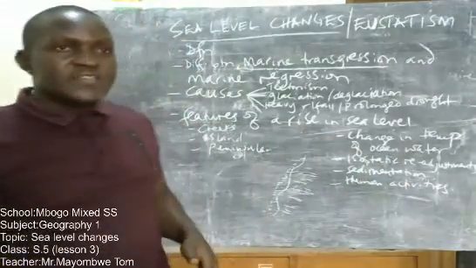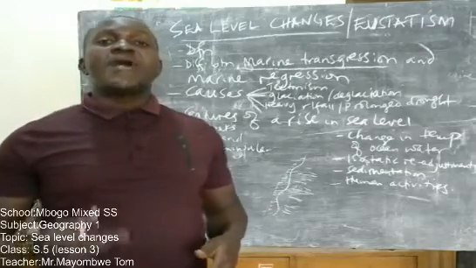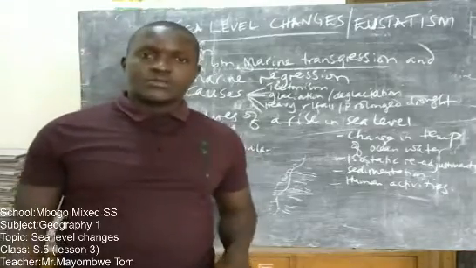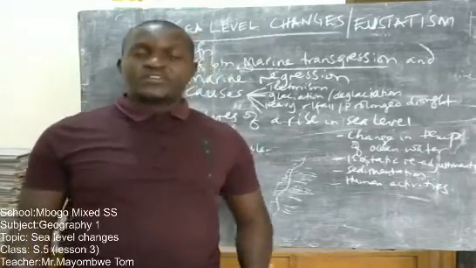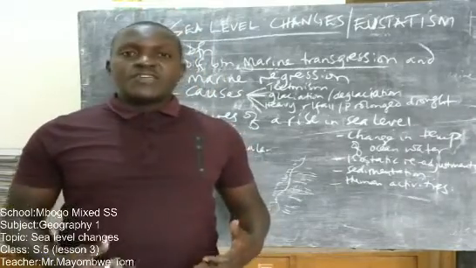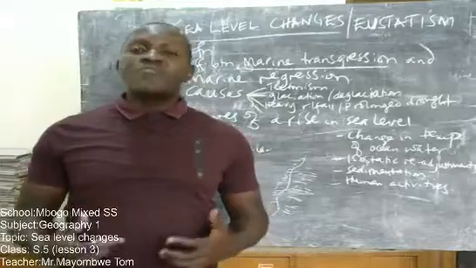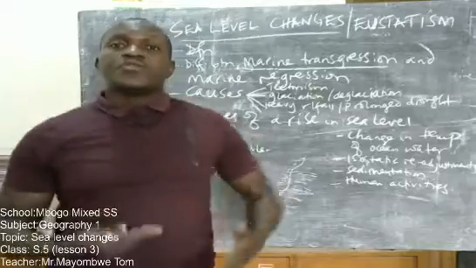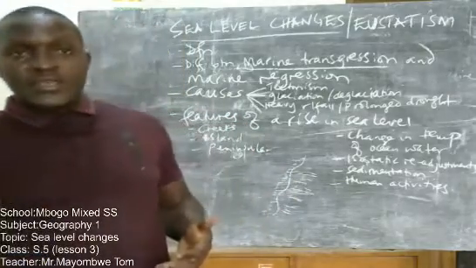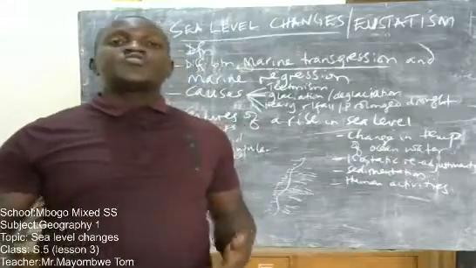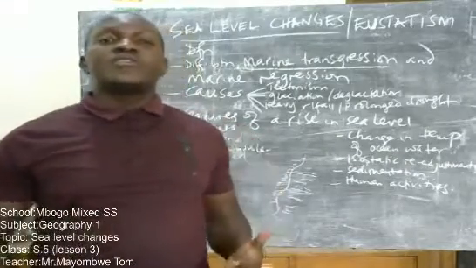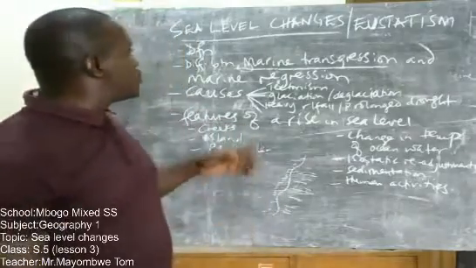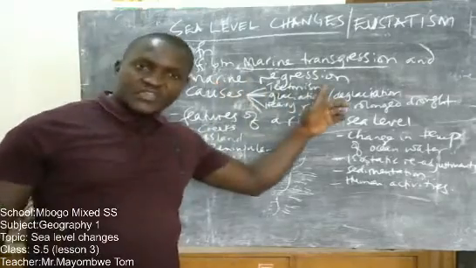When a fall in the sea level occurs, there is emergence of the coastal features. It means that when the water along the coast reduces or there is a fall in the sea level, the features along the coast which had been submerged by the water are going to emerge. They are going to come out of the water. That is why I've said that a fall in the sea level leads to emergence of coastal features. This emergence of coastal features is what we call marine regression.